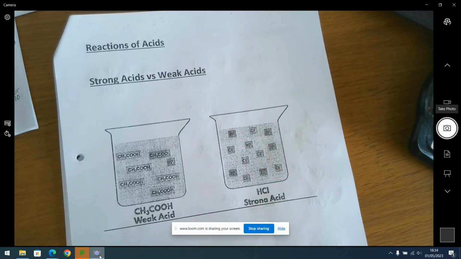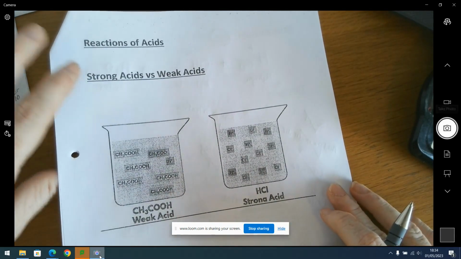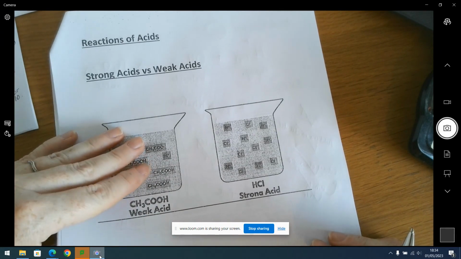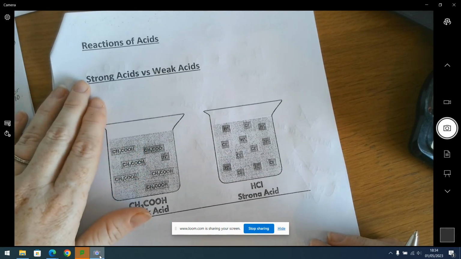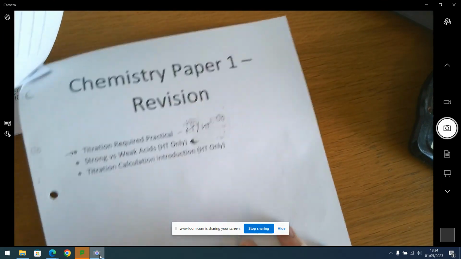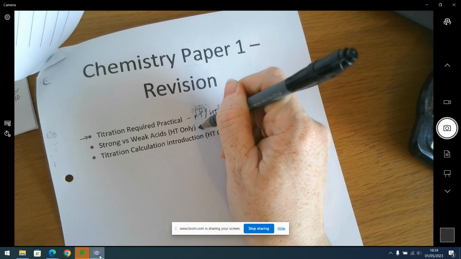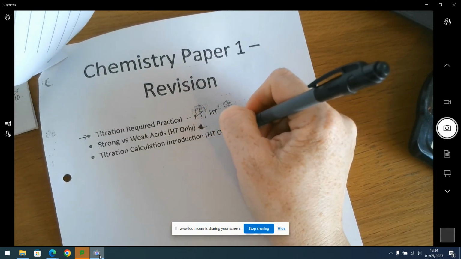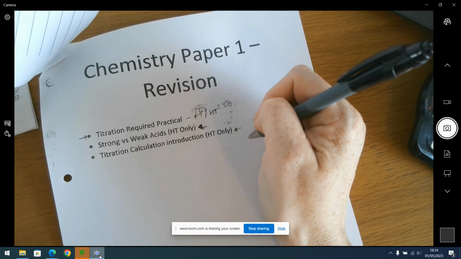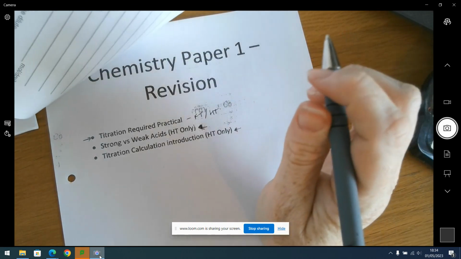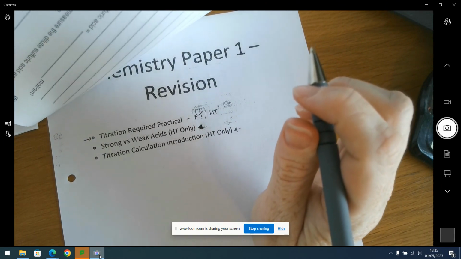Okay, so this video is going to look at a continuation from the titration required practical, but we're going to look at the higher tier element. So it's this booklet here that we should be working on. We're going to look at strong versus weak acids. I'm then going to do a little bit on titration calculations, and then I'm going to do some exam questions as a separate video just for you to have a little look at and practice.